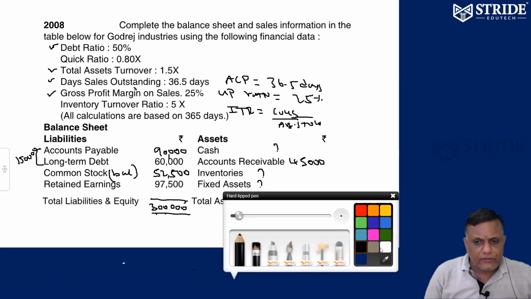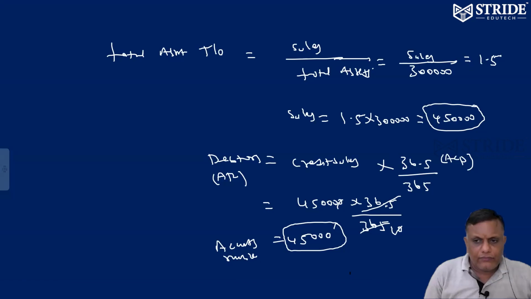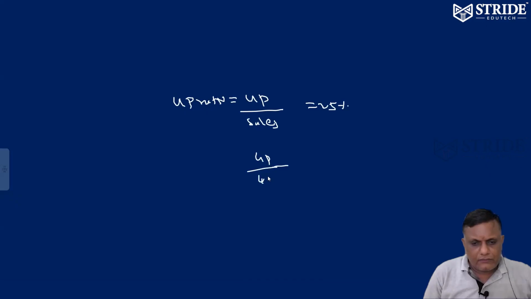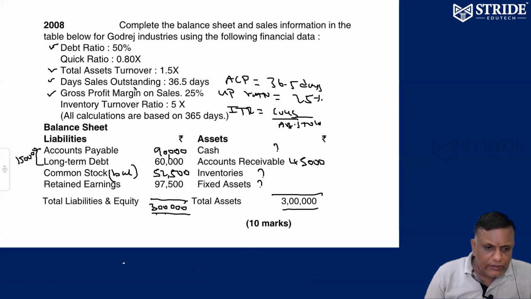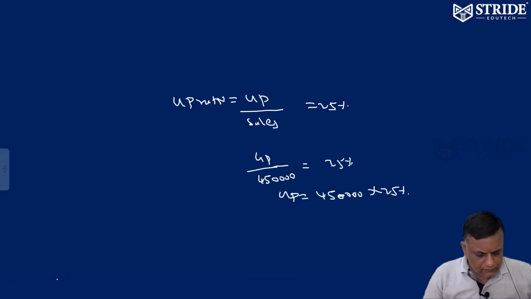Next, select the next ratio. GP ratio on sales is 25%. GP ratio is equal to gross profit by sales, that is going to be 25%. Already sales is equivalent to 4.5 lakhs. So GP is equal to 4.5 lakhs into 25%. Now that is going to be 112,500. The GP equals 112,500.